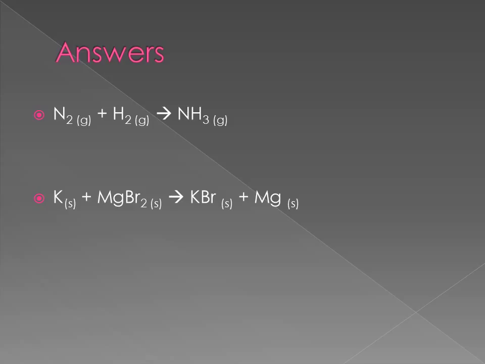Your second example came out to K solid plus MgBr2 solid yields KBr solid plus Mg solid. Here, all your states are the same. That was pretty easy. But the trickiest part is making sure your MgBr2 was correct for your balanced compound. You have to remember that Mg is a +2 and Br is a -1, which is why we have to have two Brs to cancel the positive charge on the Mg, which is why our formula is MgBr2. If you don't have the formula correct, it's not going to be able to balance the way that we need it to.